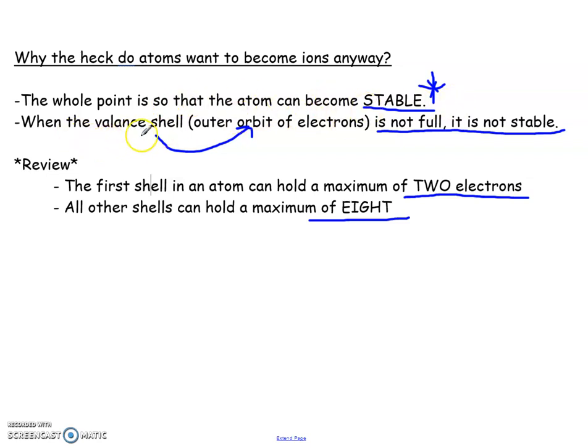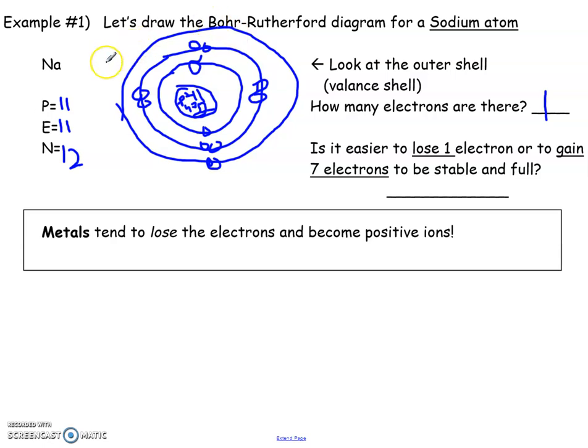So when the valence shell is not full, it is not stable. Here, we only have 1. The maximum this can hold is actually 8. Remember that we can either gain electrons or lose electrons, but the point is we want to have our outside shell being full. So sodium can either gain 7 more electrons to make this 8. Remember, the maximum that can hold on this orbit is 8.